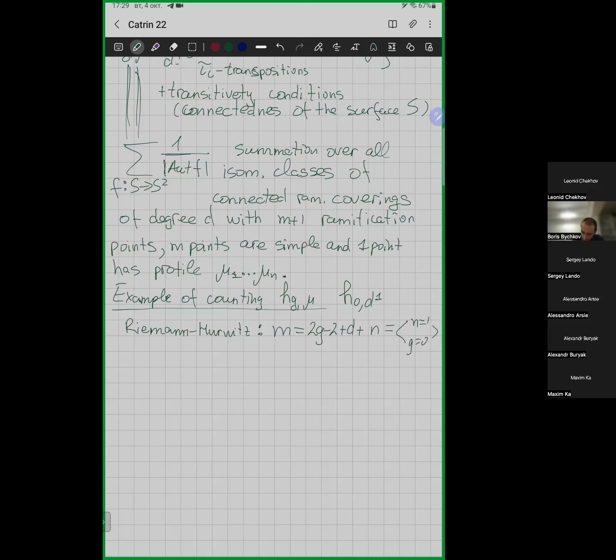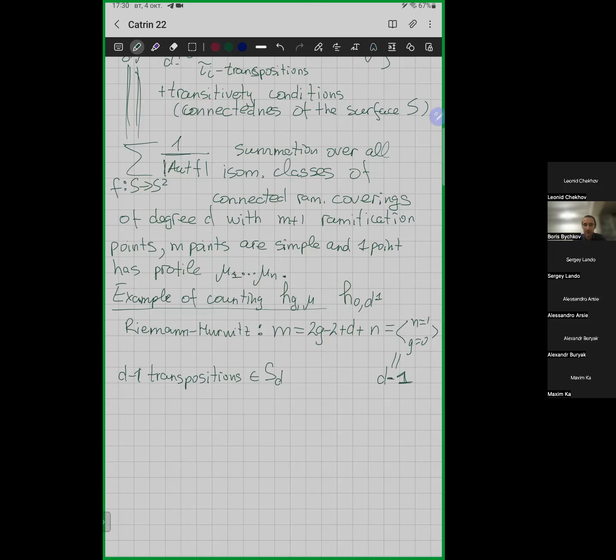So we obtain d minus 1. It's like the minimal number of transpositions which is needed to obtain a cycle of length d. So we have d minus 1 transpositions from S_d, and we want to count how many ways there are to produce a d-cycle. So it's connected with the Cayley formula.